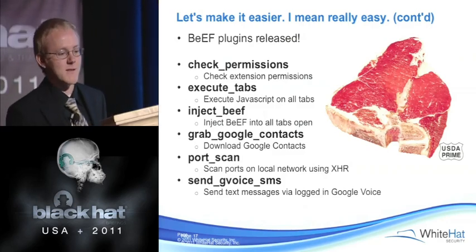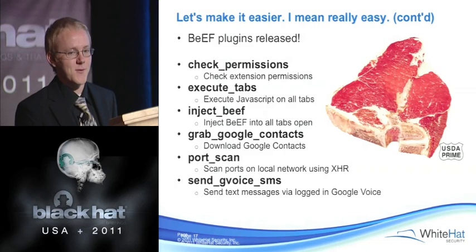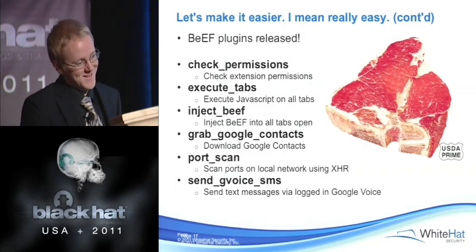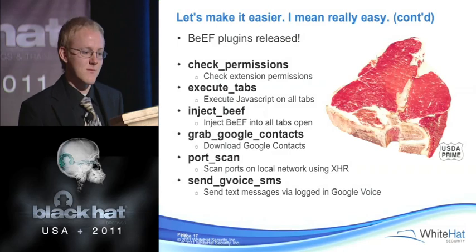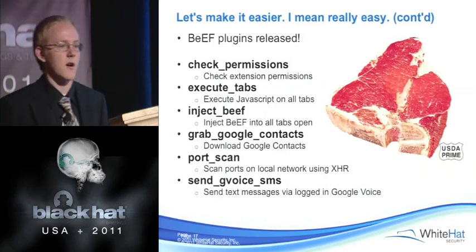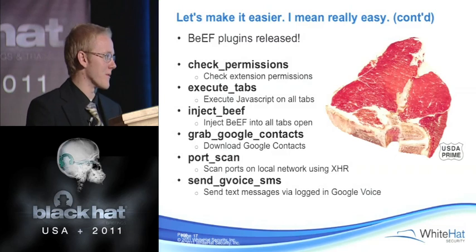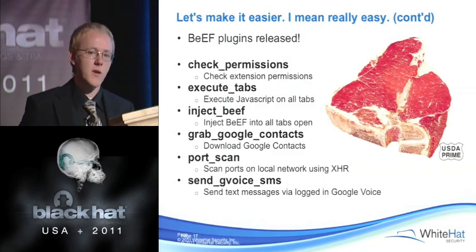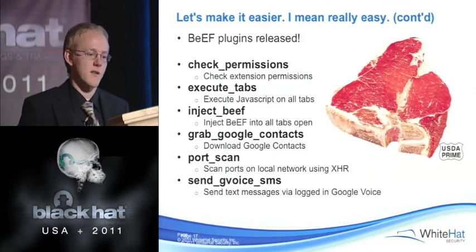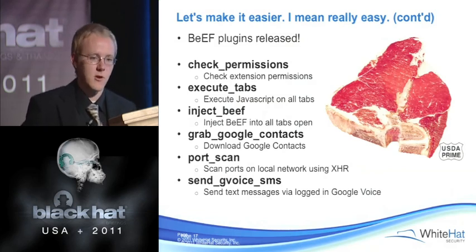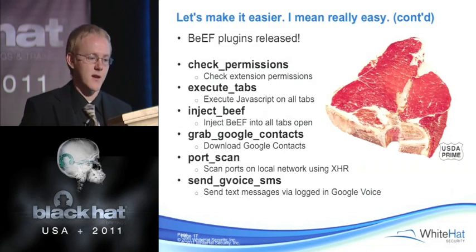And then we have port scan, which basically does the same functionality as what we may or may not demonstrate in a few minutes. And then send Google Voice SMS, same sort of deal. I just basically took all the functionality from the malicious app and compacted them into modules. But it's so easy to use the API that you could do so much more. As long as you know a little bit of JavaScript and you know how to make XHR requests, I can pull down your Google, your Gmail, or your mail, all that simply. It's trivial.